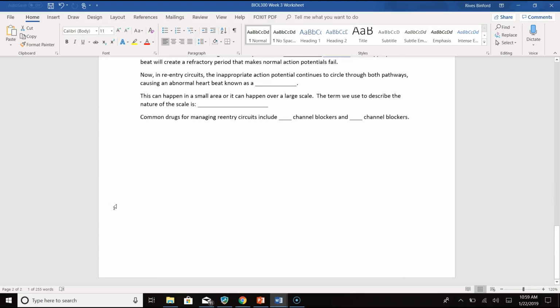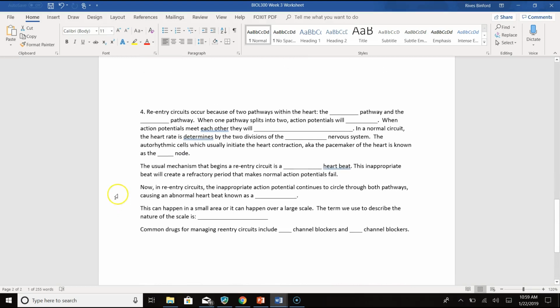And then I'm pretty happy that this is fill in the blank. So reentry circuits. Watch that video while you do this one. Watch the reentry circuits video while you fill this out. They occur because of two pathways within the heart. When one pathway splits in two, action potentials will do what? When action potentials meet each other, they will do what?